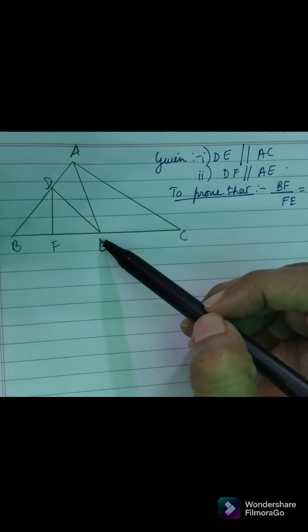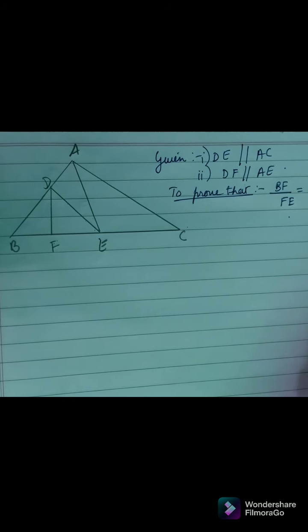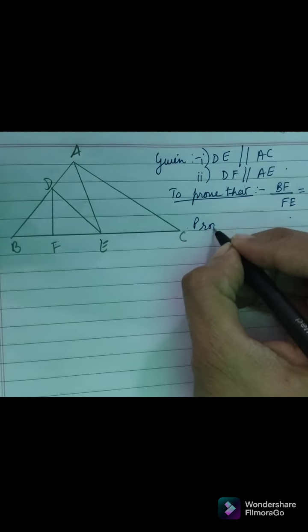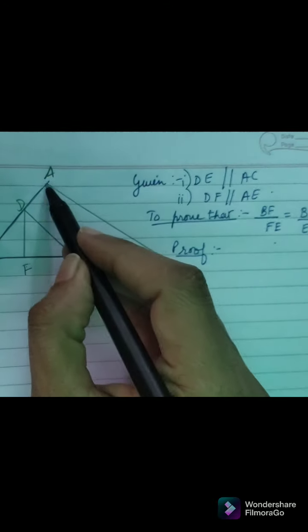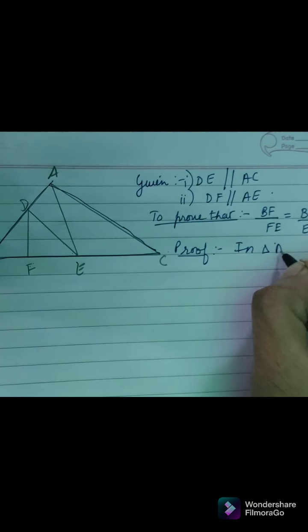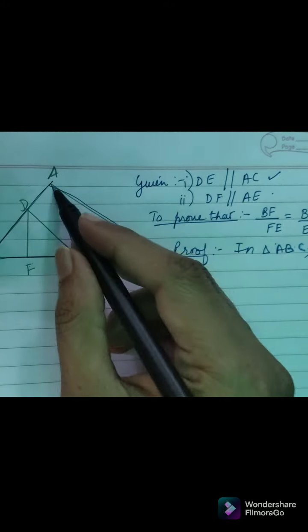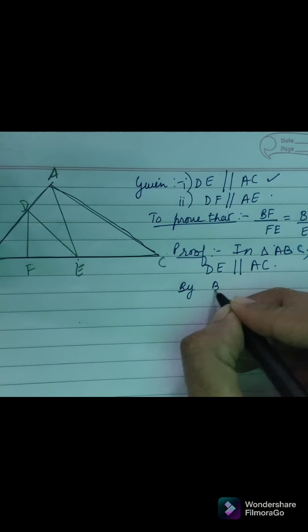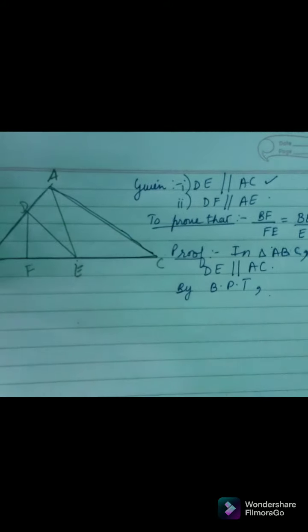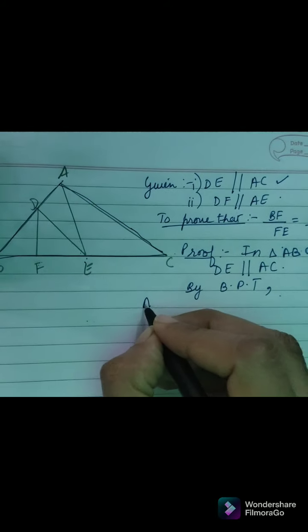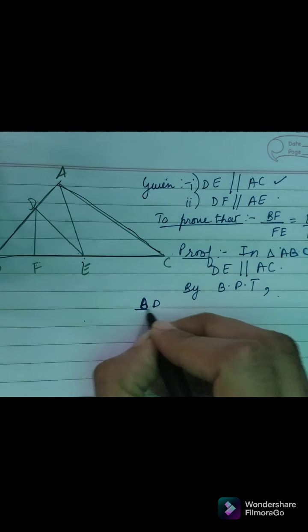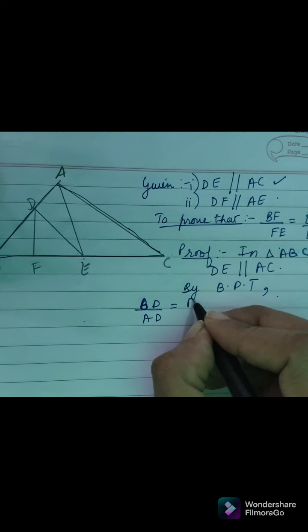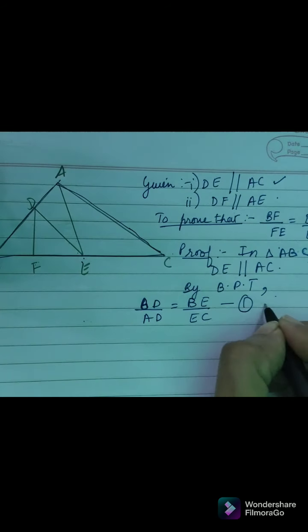Okay, the fourth sum. In this figure, it says DE is parallel to AC and DF is parallel to AE. So we have to prove BF upon EF is equal to BE upon EC. So let's start with the proof. Okay, I'm going to take triangle ABC, the entire triangle. So in triangle ABC, the first thing I'm taking is DE is parallel to AC. So if DE is parallel to AC, by basic proportionality theorem, what will I get? I'll get BD upon AD is equal to BE upon EC. I'm marking it as 1.